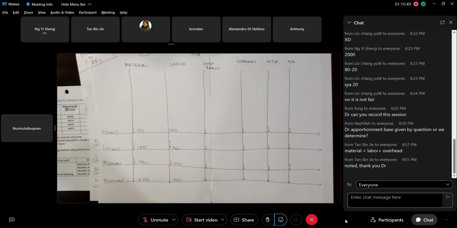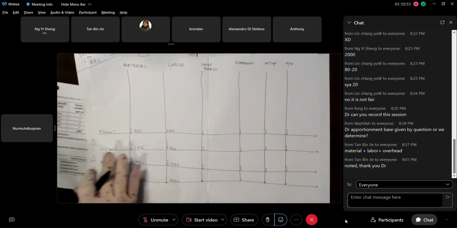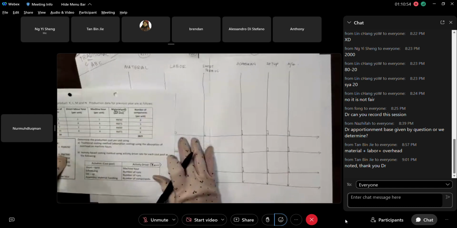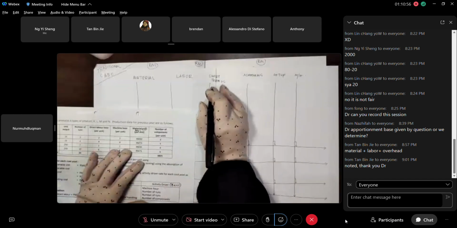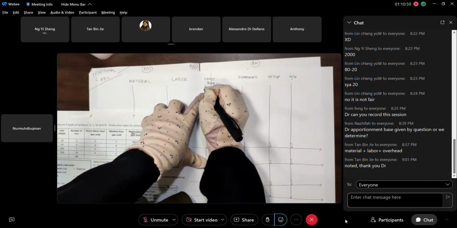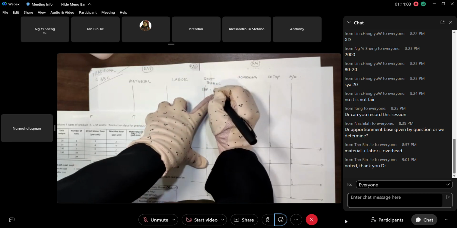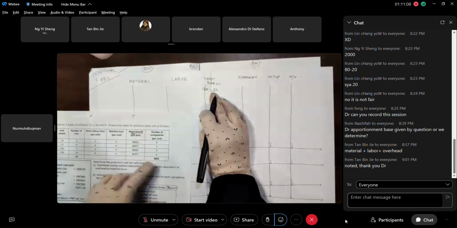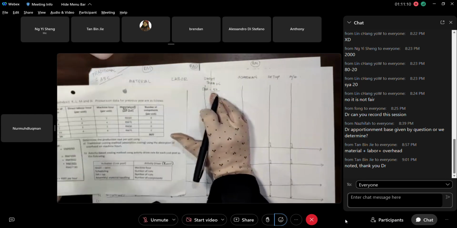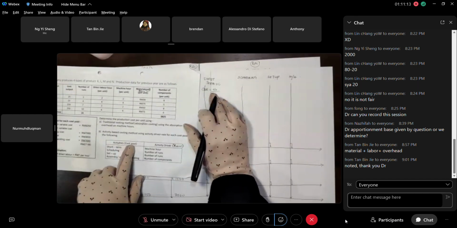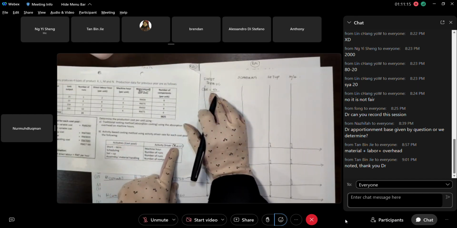Okay, based on the question tadi, the OAR, for the short term variable, kita cari OAR, semua ni kena cari OAR. So OAR equal to the specific overhead, and based on the activity, the cost pool, the driver. So the basis. Short term based on the machine hour. Scheduling based on number of runs. Assembly based on number of components.